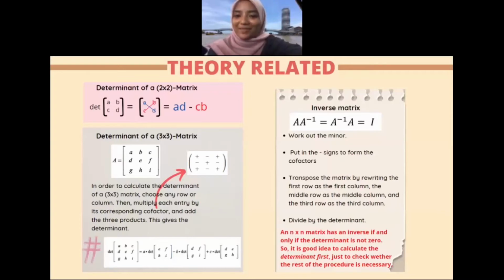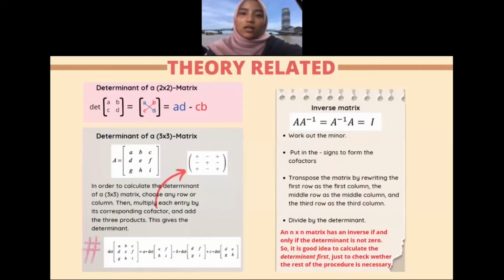emoji. So inverse matrix. To find the inverse matrix, first you need to work out the minor and then put in the signs, the minus signs to form the cofactors, and then transpose the matrix by rewriting the first row as the first column, the middle row as the middle column, and the third row as the third column.